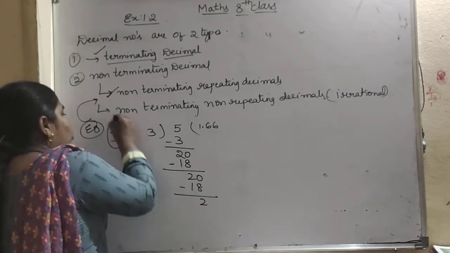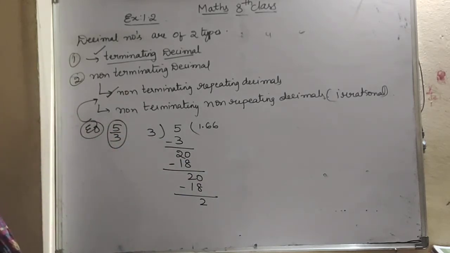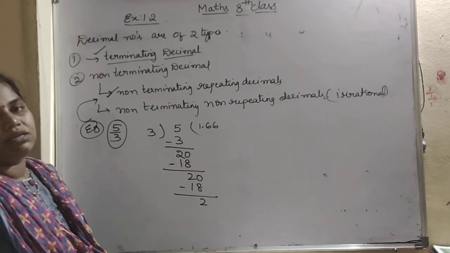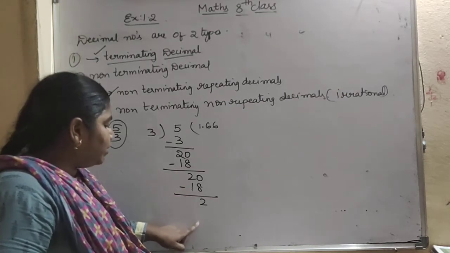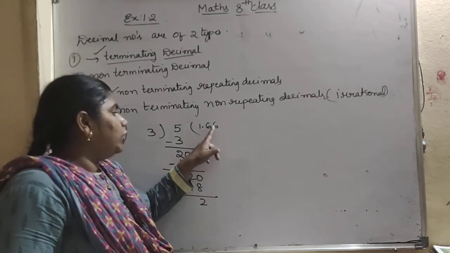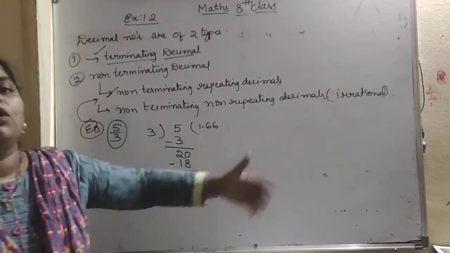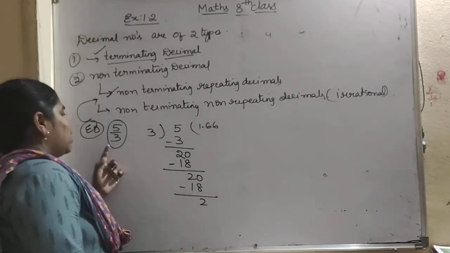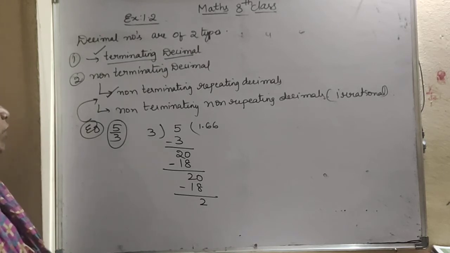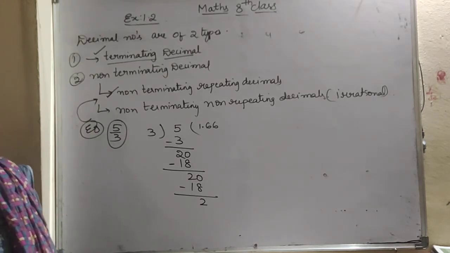So then we will call this 5/3 a non-terminating repeating decimal. Here you are not getting the remainder as 0, and the value 6 keeps on repeating. So we will call this number 5/3 a non-terminating repeating decimal.